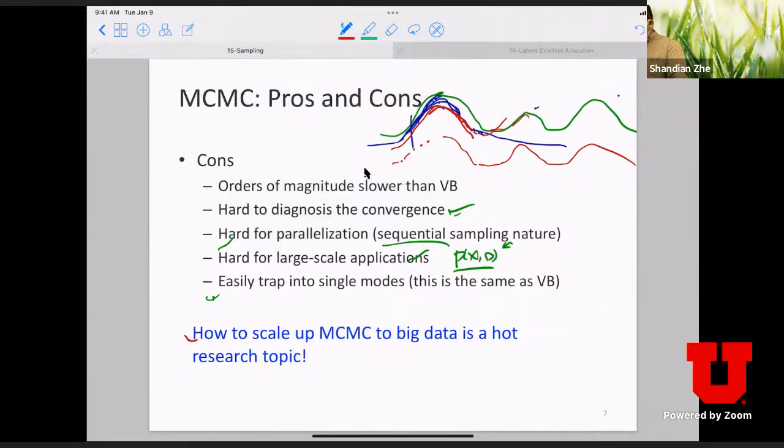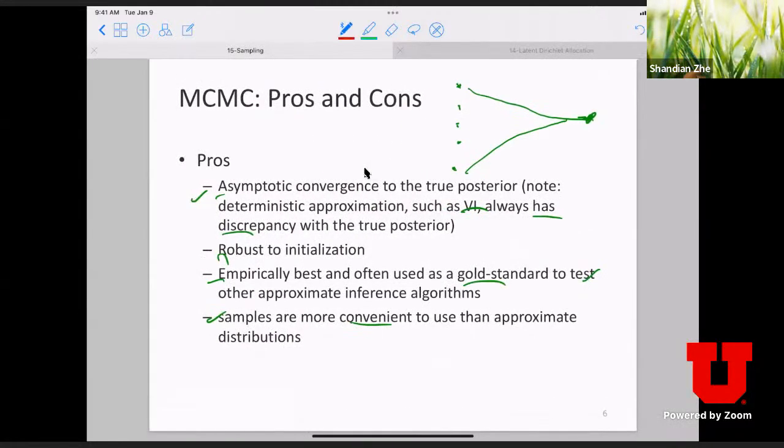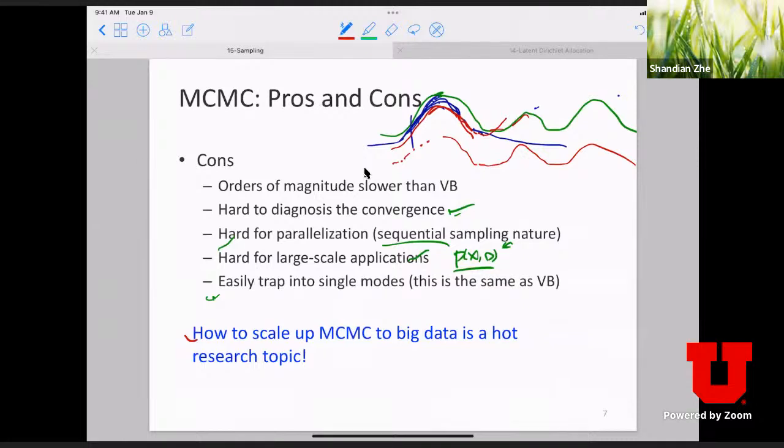So how to scale up Markov chain Monte Carlo sampling to big data is a hot research topic. Basically, we give a better and comprehensive overview of this type of approaches to tell you, okay, this is good in some aspects and this is bad in some other aspects. There's no free lunch. Okay? And as to whether you're gonna use MCMC or variational inference, it totally depends on your application.